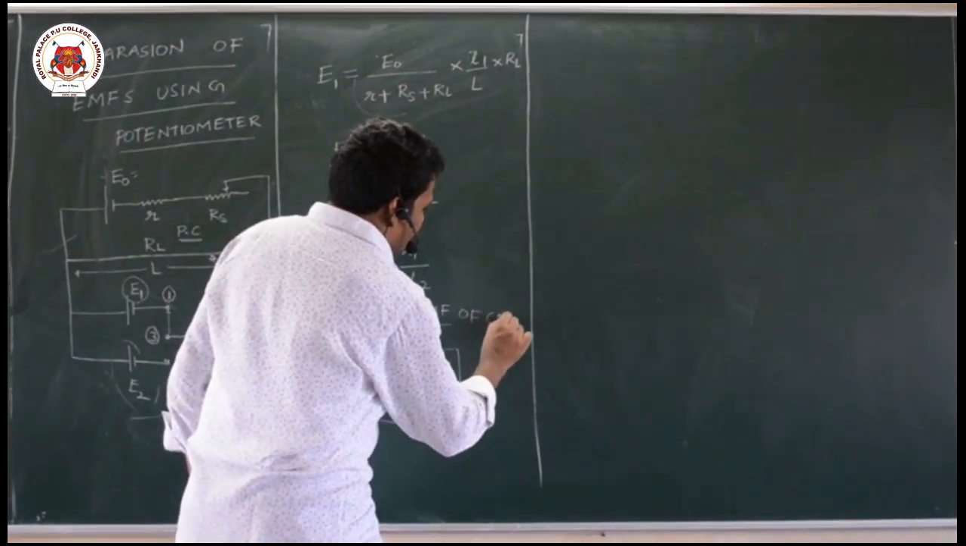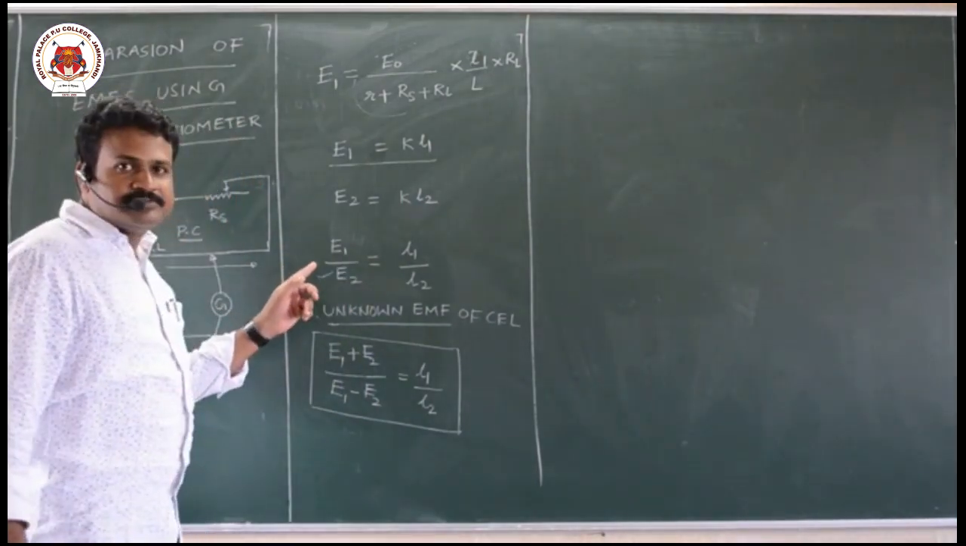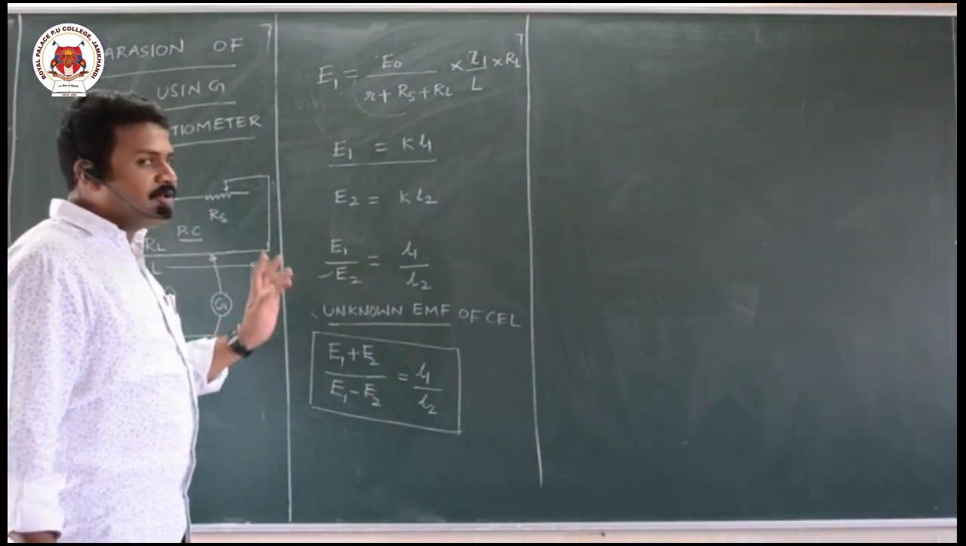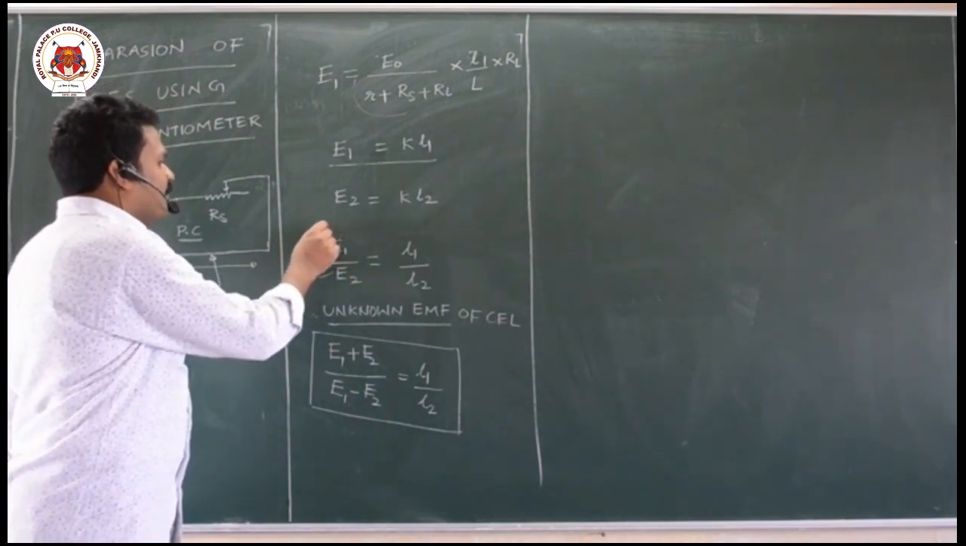How can you find the unknown EMF? Suppose E2 is known, you can find E1. If E1 is known, you can find E2. So this is how we can find the EMF of the cell.